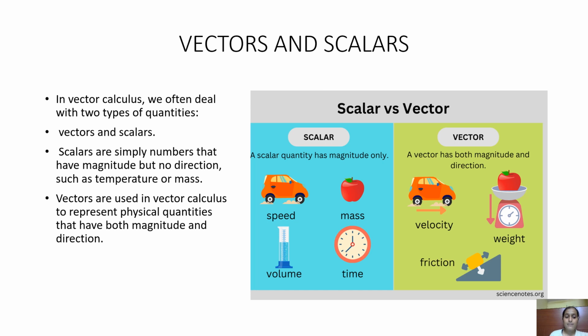For example, if we want to describe the motion of an object, we need to specify both its speed, that is scalar, and its direction. Direction is a vector. In addition, vector calculus allows us to perform operations on vectors such as adding or subtracting them, finding their dot product or cross product, and taking their derivatives. Here you can see examples of scalar and vector. Scalars are speed, mass, volume and time. Vectors are velocity, weight and friction.